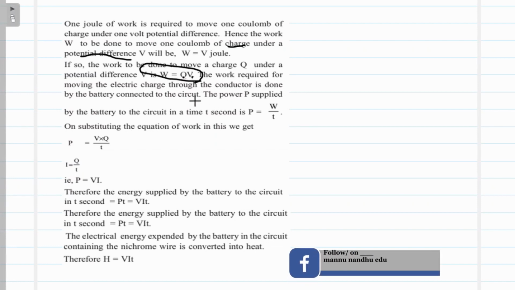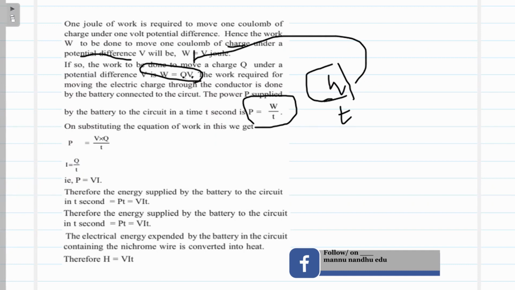And we already know power. What is the formula for power? W by T: power equals work done divided by the given time. Got it? The power P is supplied by the battery to the circuit in time T, that means work done divided by T. So we know the equation for W. What is the equation for W?